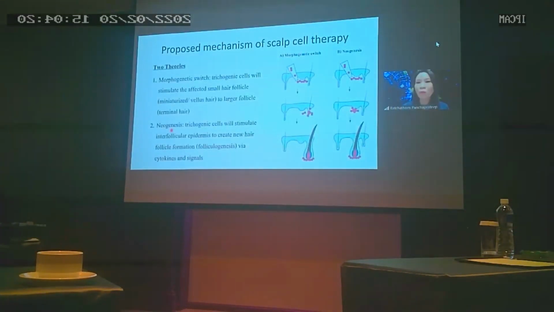So there are two proposed mechanisms of stem cell therapy. The first one is called the theory of morphogenesis, that the stem cells can stimulate the small or baby hair, miniaturized hair, to become large. And the second is neogenesis, that the stem cells, if you're lucky, can stimulate the follicular epidermis to create new hair follicles, what we call follicular neogenesis. We are increasing the cytokines and important signals.